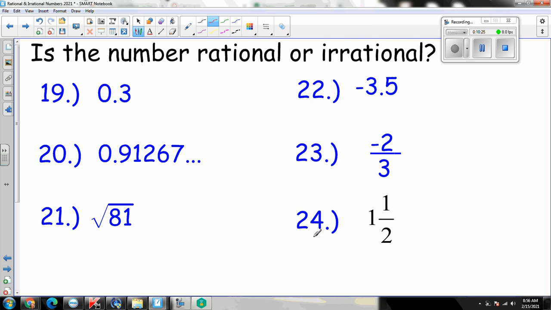All right, I want you to pause the video again and try 19 through 24 on your paper. Please take your time. Write the problem and the answer. Write rational or irrational. When you get done with 19 through 24, hit play.